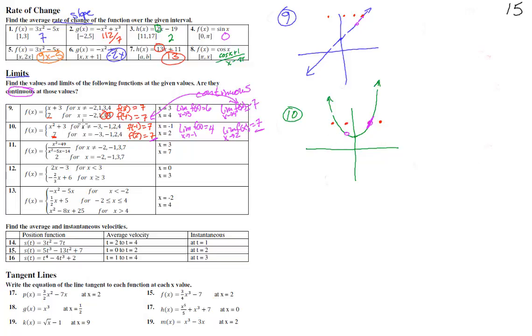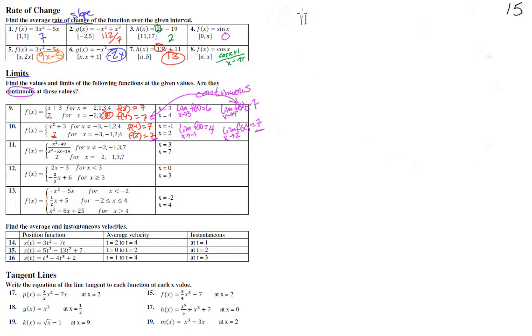Good. Number 11, it's going to take a little while. May have to review a little pre-calculus to graph this guy. So let's clear this off and get some space. All right, number 11. So you'll notice that this is a rational function for x does not equal negative 2, negative 1, 3, and 7. And for when those values happen, we're at 2. And so we're going to look at these values in particular, 3 and 7, to see what happens there.